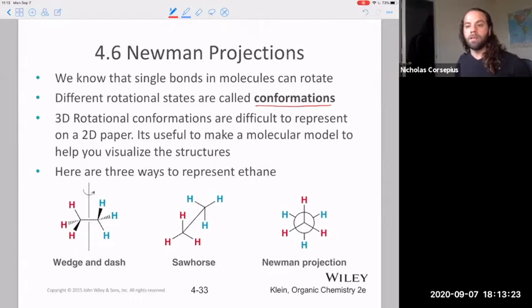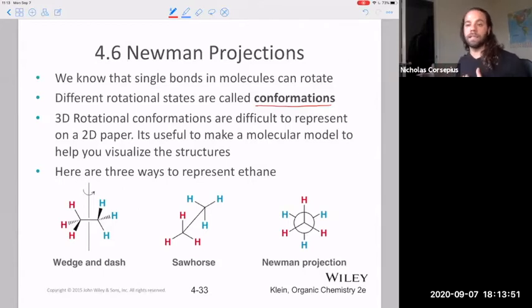So we know about constitutional isomers, which are different connectivity of atoms. But in a given molecule, they can rotate about their single bonds. So each time a bond rotates, that would be considered a different conformation, okay? Some of them we're going to see are more stable than other ones. Other ones are more high energy. That's what we're going to be exploring today, this idea of rotational conformations.